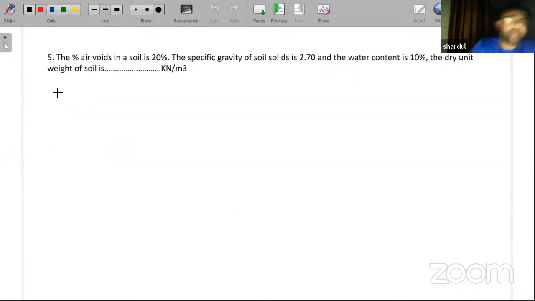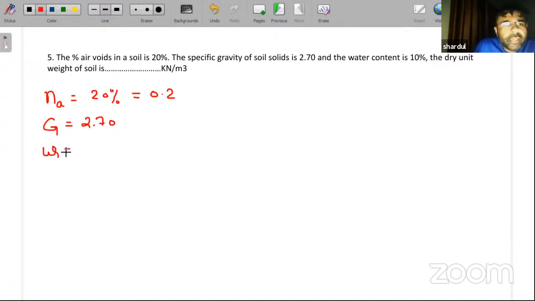The percentage air voids. What is percentage air voids? na. It has been given as 20%, that means 0.2. The specific gravity is given as 2.70. The water content is given as 10%. You have to calculate the dry unit weight of the soil in kilonewton per meter cube.